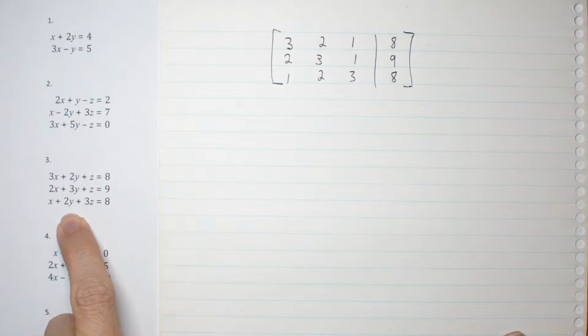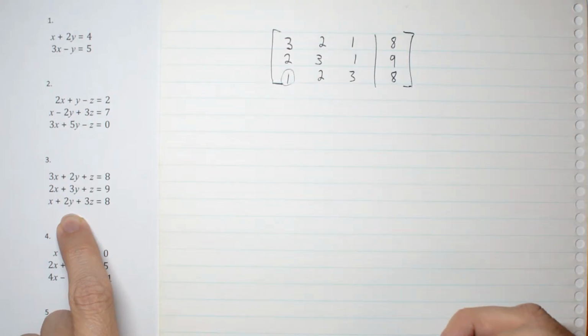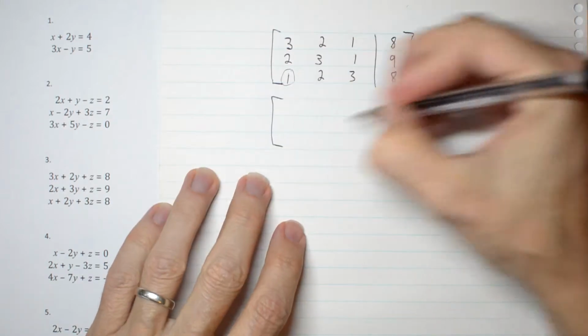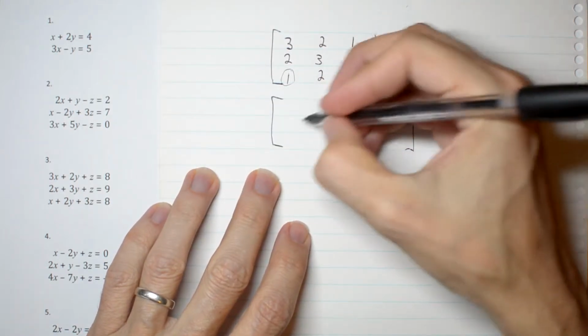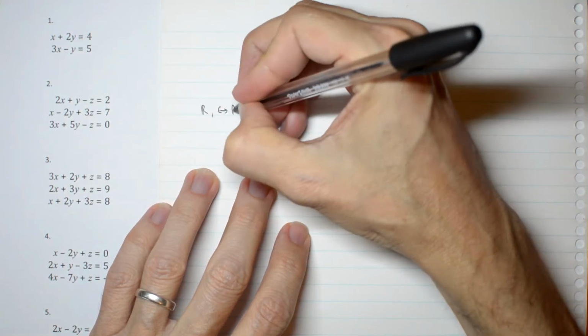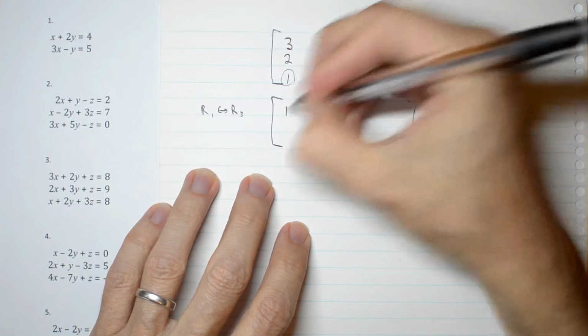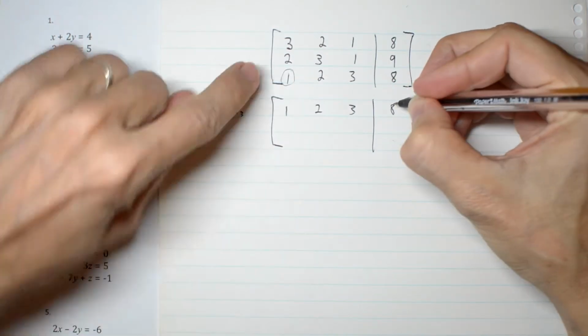Okay, I need to get it into row echelon form. First, choose a pivot. I'm going to choose this one because it's already 1. Step 2, move that to the top. To do that, I'm going to swap rows 1 and 3. So 1, 2, 3, and 8.